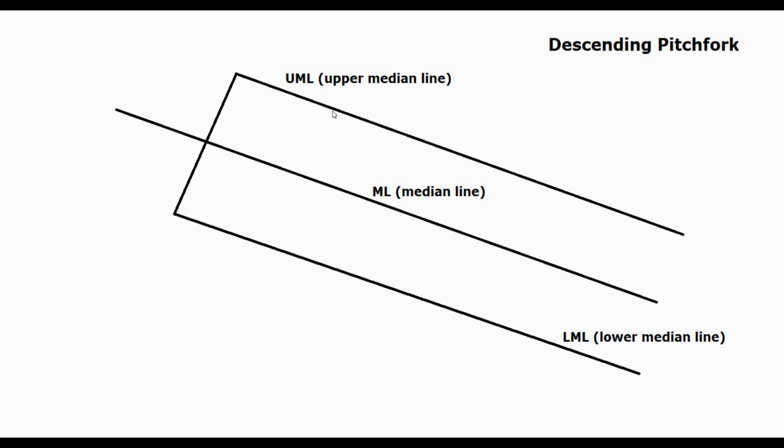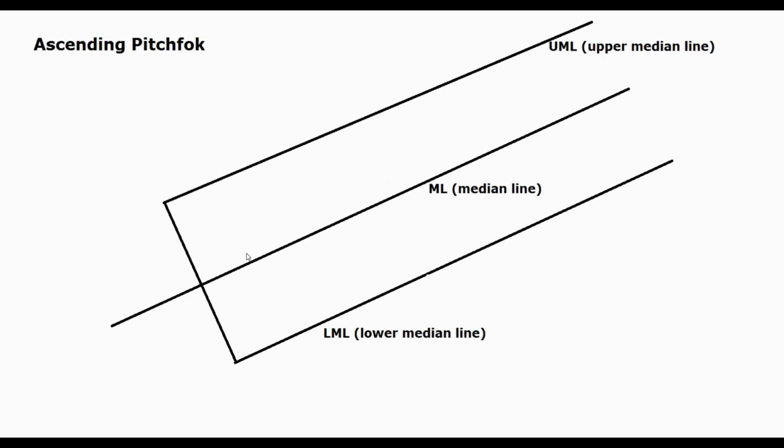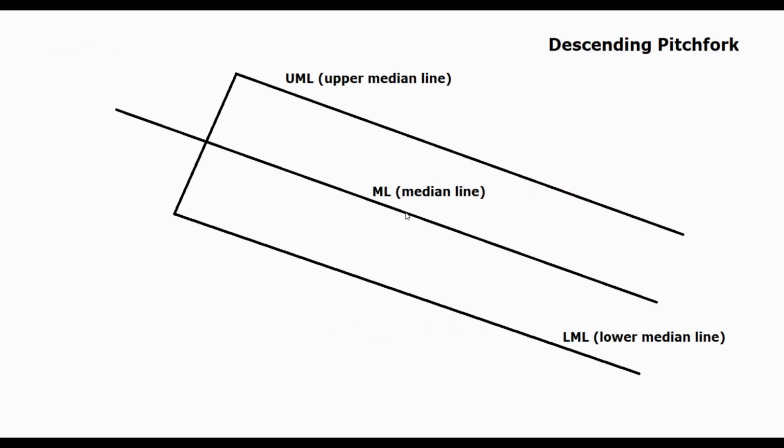this area between the upper medium line and the medium line as a down channel. Also, here at the ascending pitchfork, you can use this space as an up channel. Okay, so you can use these lines as resistance lines, support lines, targets. Okay, so very important here as well.